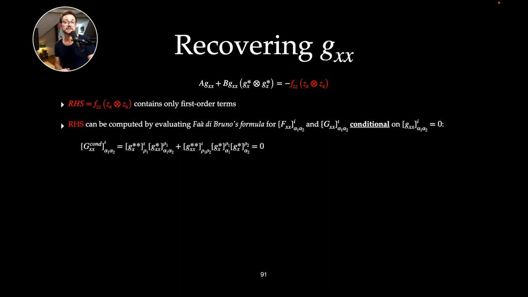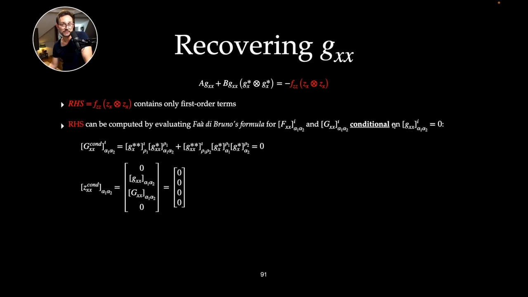I may be a bit more precise. Let's go back a few slides. I've given you the expression for gxx. Now, what does conditional on gxx being equal to zero mean? Because I don't have it yet, I would set this to zero and gxx is zero. So this whole uppercase Gxx is actually zero. What does this imply for zxx? Well, zxx was gxx and uppercase Gxx right here. Both are conditionally zero, so this whole vector here would also be zero.